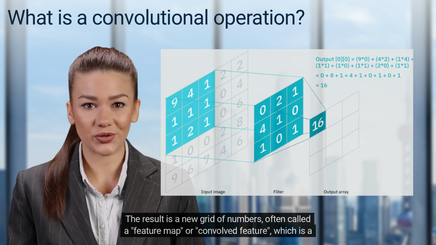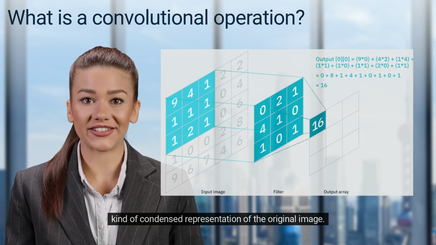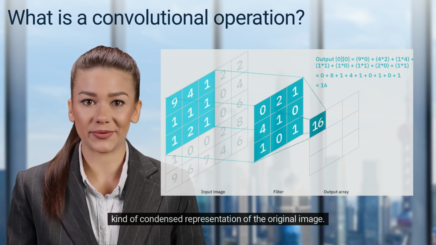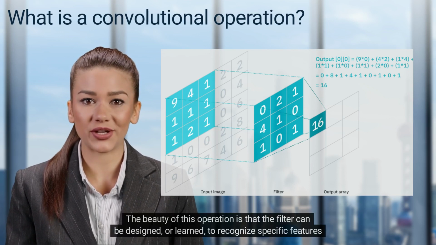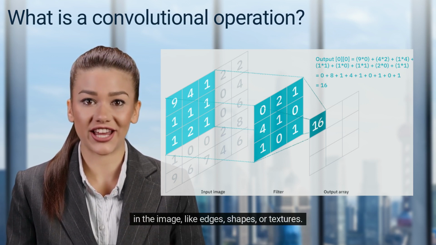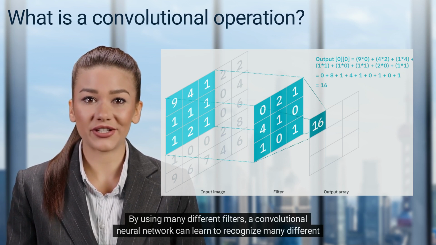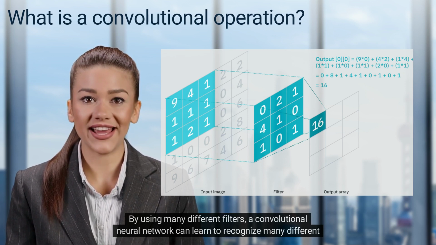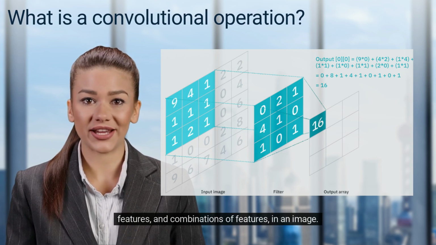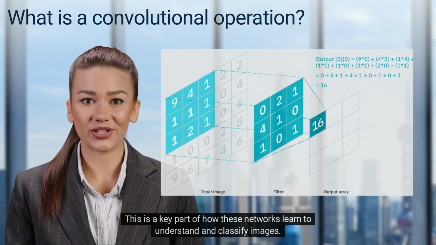The result is a new grid of numbers, often called a feature map or convolved feature, which is a kind of condensed representation of the original image. The beauty of this operation is that the filter can be designed, or learned, to recognize specific features in the image, like edges, shapes, or textures. By using many different filters, a convolutional neural network can learn to recognize many different features, and combinations of features, in an image. This is a key part of how these networks learn to understand and classify images.